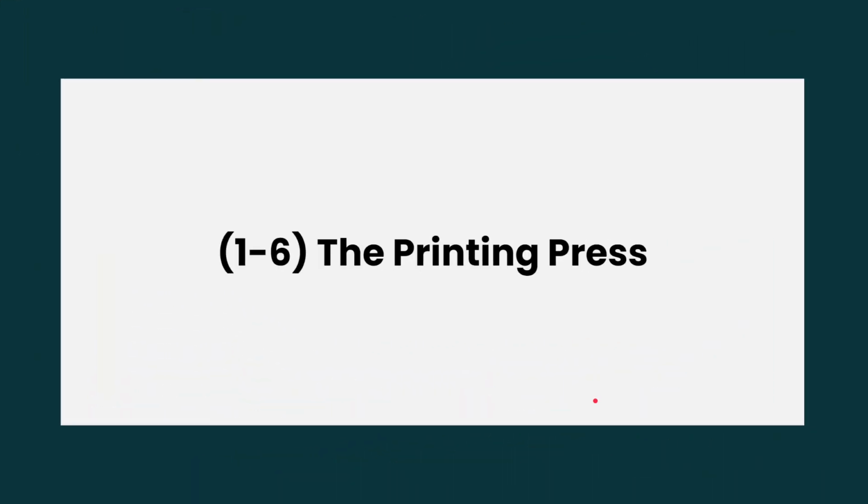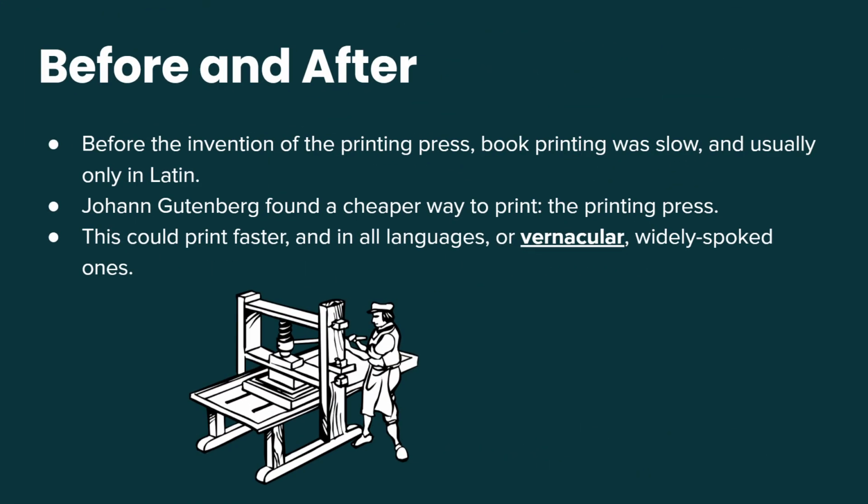So then there's the printing press. Before the invention of the printing press, which by the way is something that could produce text quickly, printing was slow and usually only in Latin. But by this time, not that many people knew Latin, and they didn't even know how to read because of this. So there's Johann Gutenberg, who found a cheaper way to print, which is the printing press. It could print faster in all languages or vernacular ones, which means they're widely spoken. So instead of just Latin, there's English, French, German, Italian, whatever it happens to be.